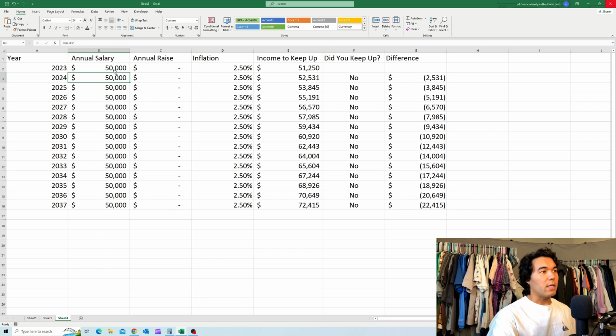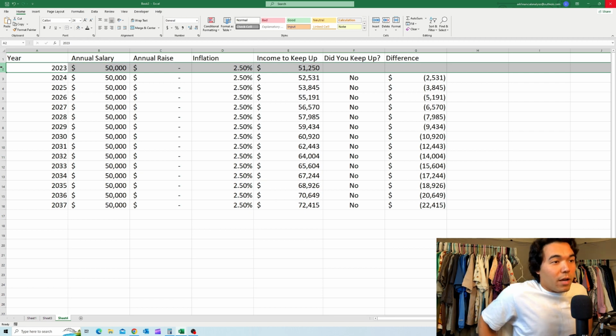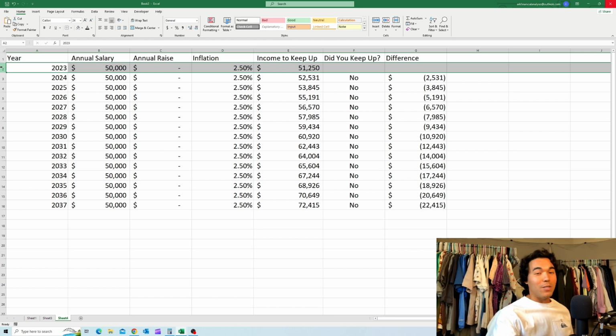So he was offered $50,000 at the beginning of 2023, and he was really stoked for it. He didn't have to work 50 hours anymore. He was just working a flat 40, which, in my opinion, can be too much in itself. But he's working 40 hours a week at a $50,000 salary.